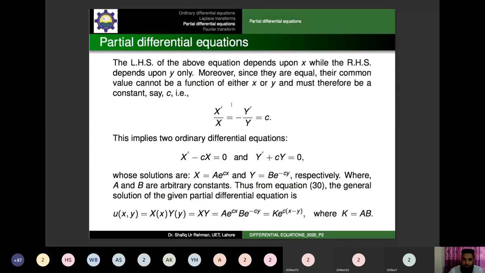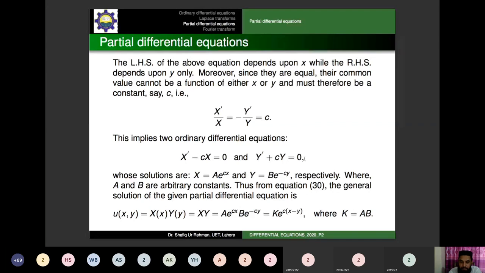So separate them. The extreme left with C turns out to be X prime minus cX equal to 0. Taking the other equality sign, Y prime upon Y is equal to C. This could also be written as Y prime plus cY equal to 0.